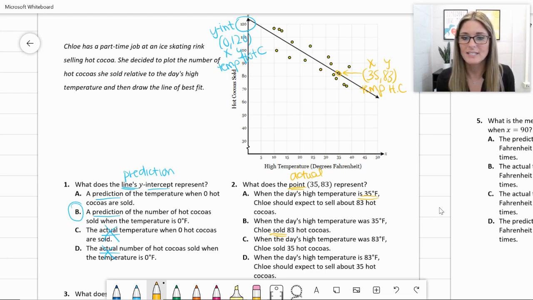Let's look at C. When the day's high temperature was 83 degrees, that's not correct. 83 represents our y value, the hot cocoas. And D, when the day's high temperature, again, 83, not correct. So A and B have the variables correct for x and y. A said what she should expect. That's like a prediction, if we were looking at our line, but we are considering an actual point on our scatter plot. So it's how many she actually sold, B.